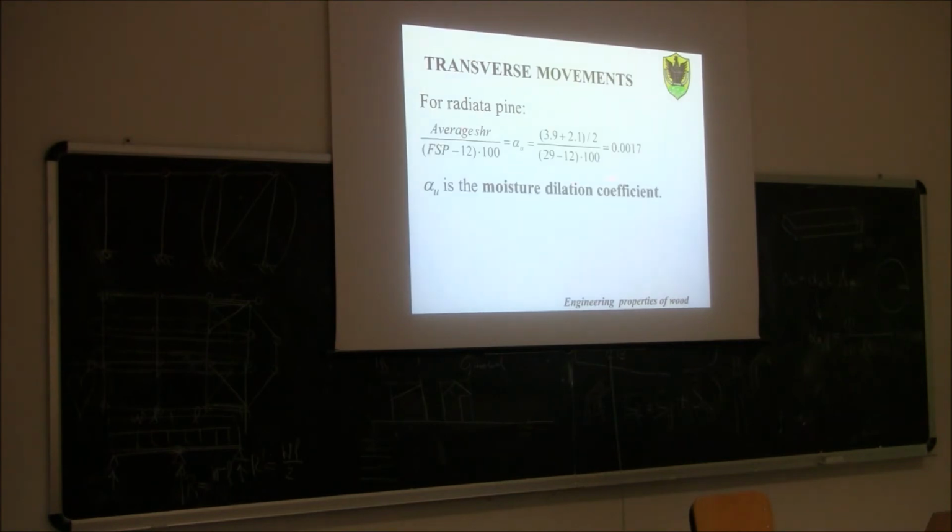So those are the values here. You can see more or less 0.0017, the value perpendicular to the grain. The other one was 0.0005, so much lower. And this is the formula.